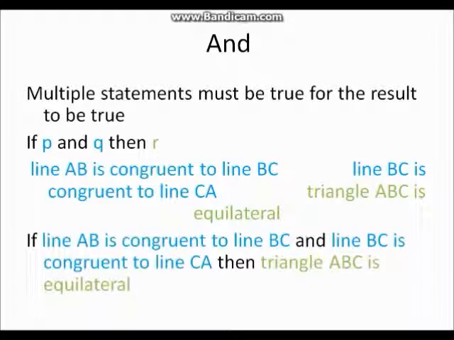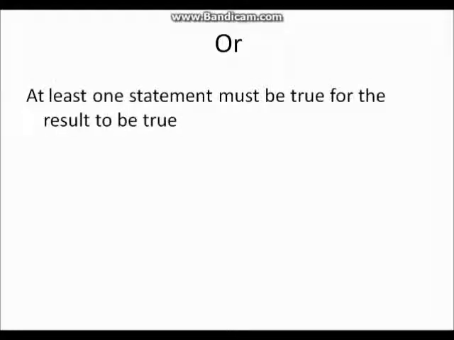Now our phrase would be in the form, if line AB is congruent to line BC, and line BC is congruent to line CA, then triangle ABC is equilateral. As you can see, both of the statements have to be true for us to be sure the result will be true. Or statements are very similar, except at least one statement must be true for the result to be true. It takes the form, if P or Q, then R. And now you can have P be true, or Q be true, or both be true.